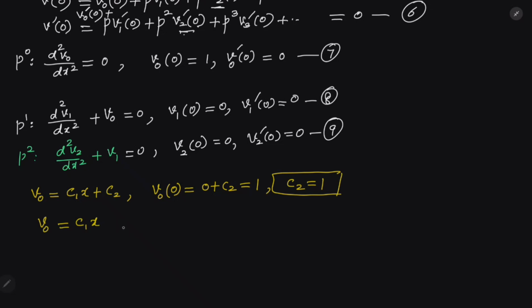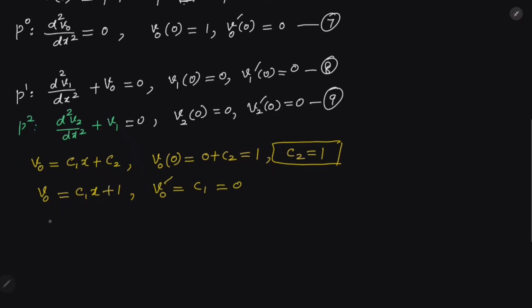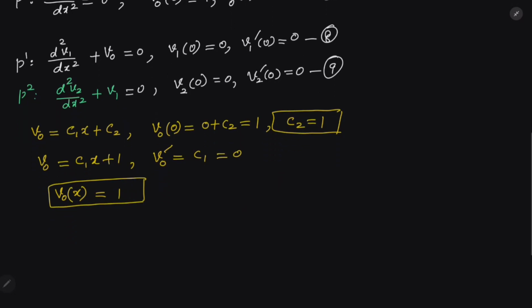C1x plus 1. When I have V naught dash, the first derivative, C1, that will be equal to 0. So C1 is equal to 0. So V naught is... The solution from the first differential equation, equation number 7, is V naught x is equal to 1. This is our solution.